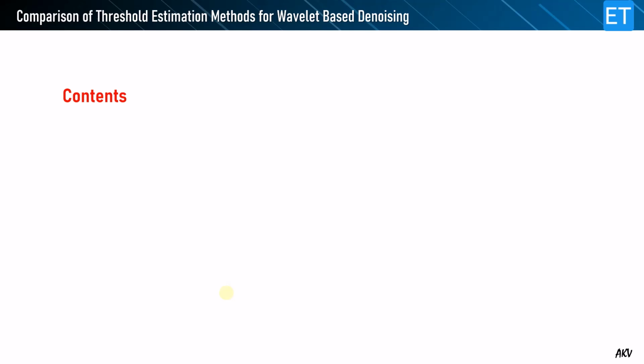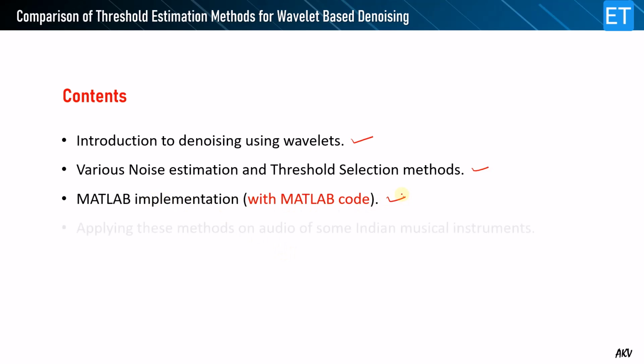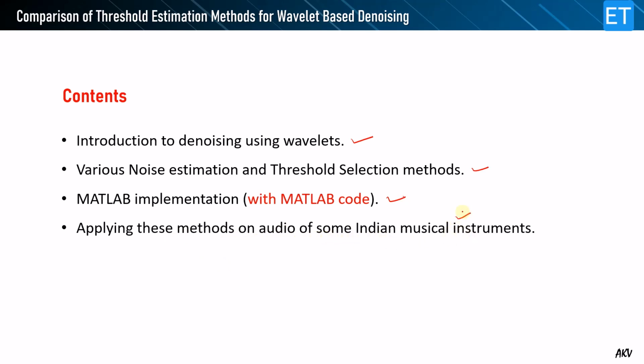Let me show you the contents which I am going to cover. First, I will introduce denoising using wavelets. Then I will explain various noise estimation and threshold selection methods. Then I will implement those methods in Matlab and explain the Matlab code. Then we will run this Matlab code and I will apply it on the noisy audio signals of some Indian musical instruments. And then in the last, we will discuss those outcomes. We will do the comparison and we will go for result analysis.